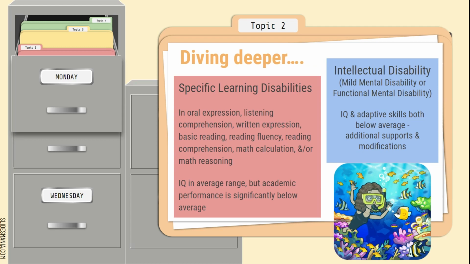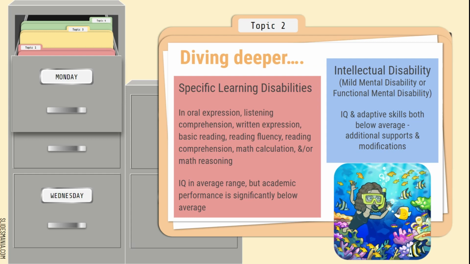Just to dive a little deeper, when we're thinking about specific learning disabilities and intellectual disabilities, sometimes people get confused about those two categories. A student with a specific learning disability is going to have an IQ in the average range, but their academic performance in one or more of the areas listed here is significantly below average. A student can qualify in either one area or in multiple areas, but the choices are oral expression, listening comprehension, written expression, basic reading, reading fluency, reading comprehension, math calculation, and/or math reasoning.